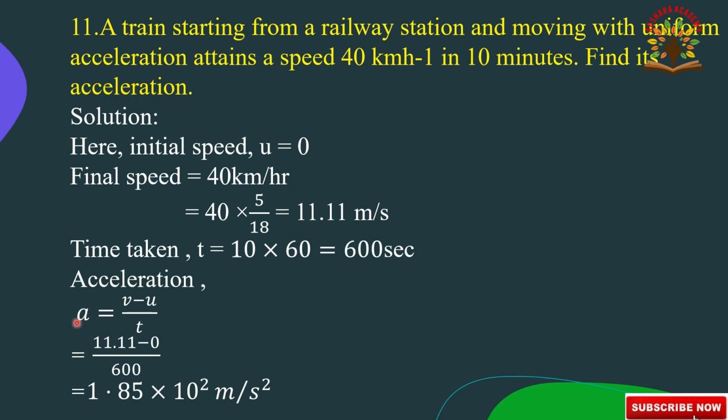Acceleration a is equal to change in velocity by time taken, that is (v minus u) by t. The v value is 11.11. Substituting v, u and t values in this formula, we get (11.11 minus 0) by 600, that is equal to 1.85 into 10 to the power minus 2 meter per second square. Next, go to the next question.